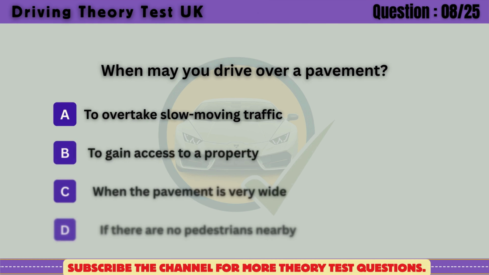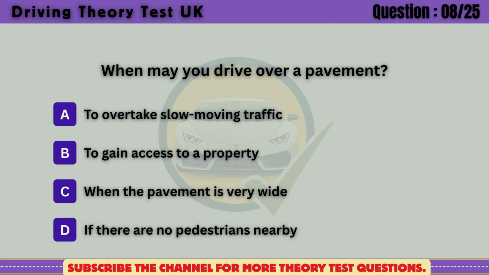Question 8. When may you drive over a pavement? A. To overtake slow-moving traffic. B. To gain access to a property. C. When the pavement is very wide. D. If there are no pedestrians nearby.